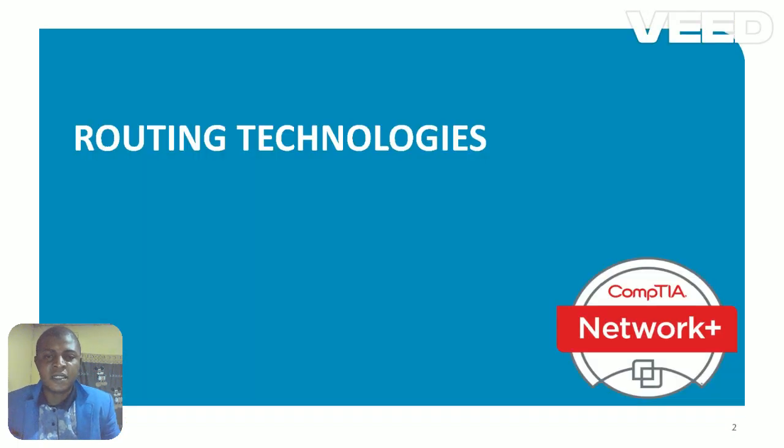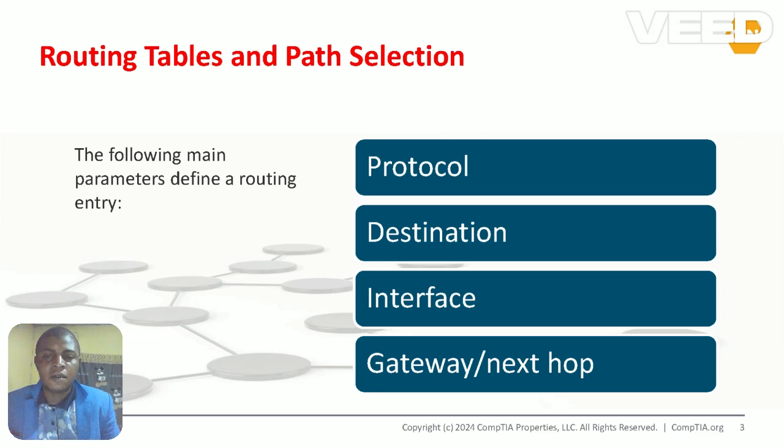Today we are emphasizing routing technology. These are major areas that I'm going to discuss in detail. Under routing, we have the routing table and path selection. In the first place, what is routing? Routing is the way or the process a packet moves from one router to the other. That is what we call routing.